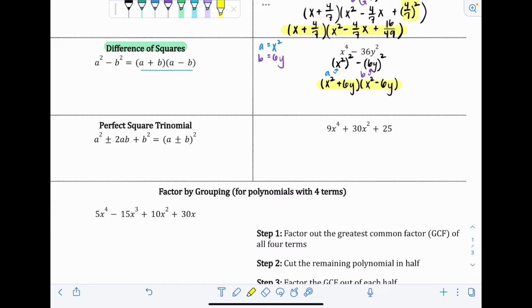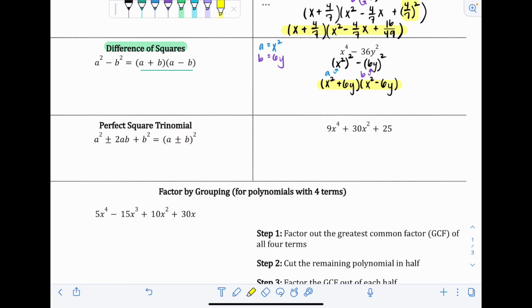Okay, so the next and the last pattern is the perfect square trinomial pattern. We see it most often when we're completing the square, creating perfect square trinomials, but there is a pattern that you can factor with it. I personally don't like using this pattern, so I'm going to show you two different ways that you can approach this. I'll show you with the pattern and I'll show you without it.